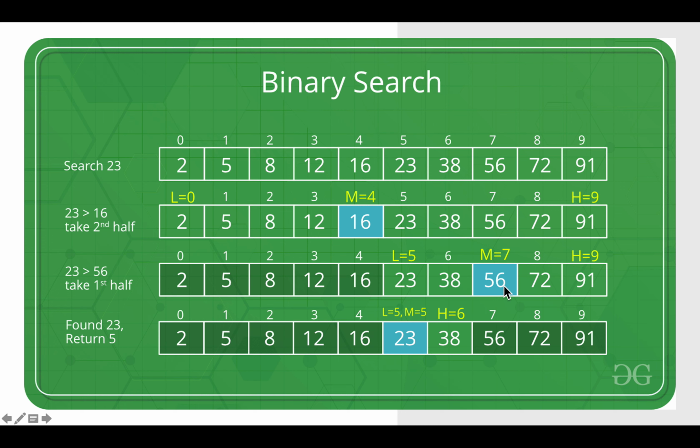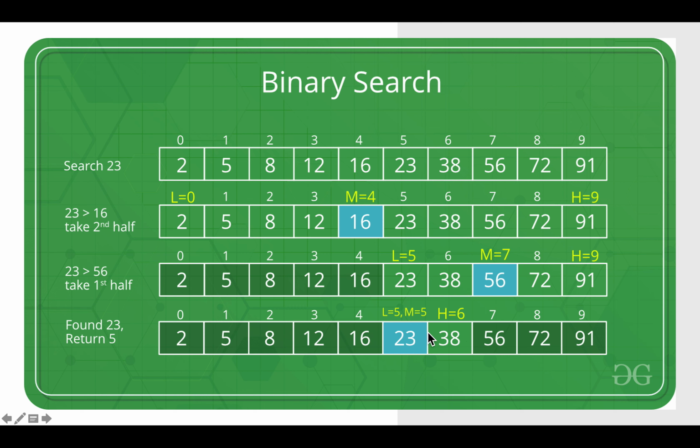I'm going to say, well, is my search element 23 smaller or greater than the number 56? In this case, it's smaller. So I eliminate the entire right side of my list. Okay? So now I have a left element, a right element, and a midpoint.